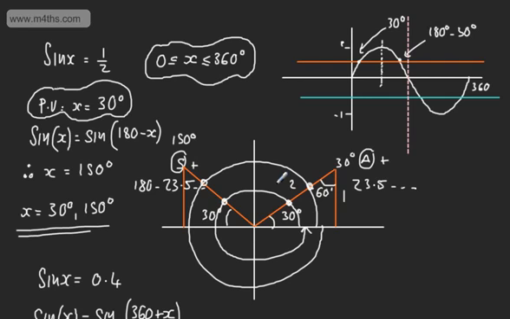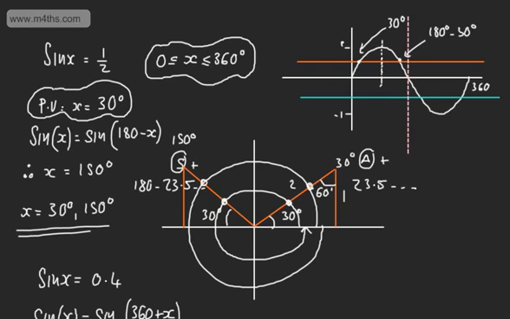Now in terms of these, you can combine the methods. I like to combine them, especially if we get something slightly more challenging. When we come on to multiple angles, I prefer the CAST diagram rather than trying to sketch a transformed trig equation. Okay, let's look at another one.